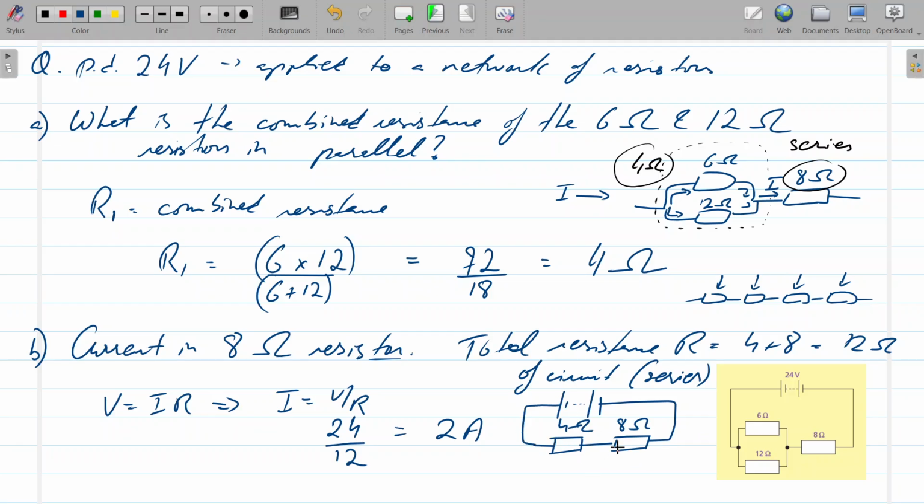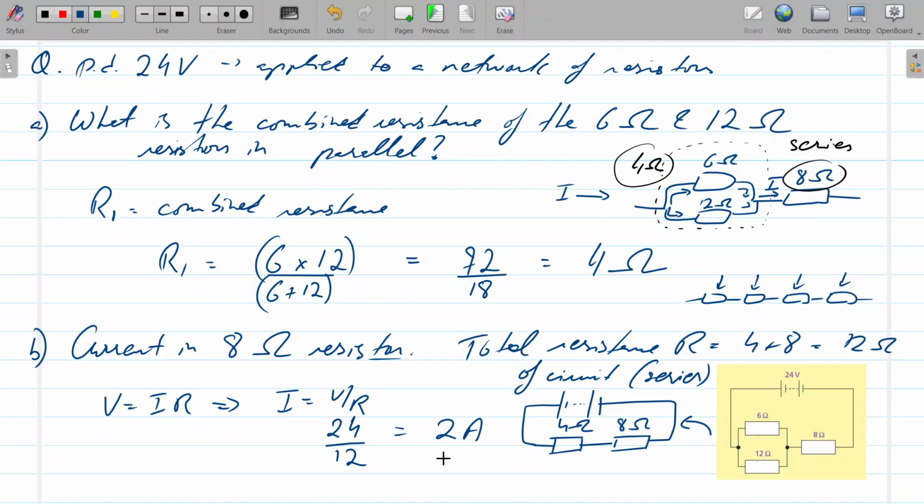This is effectively what you have. Even though you've got the split over here, practically this is what you're getting. And that is why we applied the series rule to find the current. Make sense?